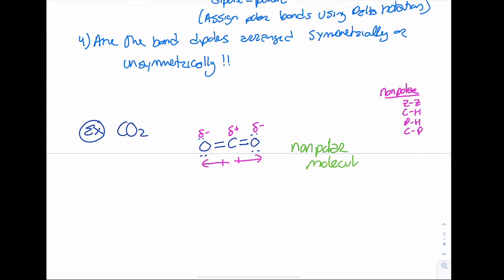I have two polar bonds, right? I have one here and one here, but they're symmetrical. They're going to cancel each other out. So my molecule itself is nonpolar. So this is a nonpolar molecule because it's just one.